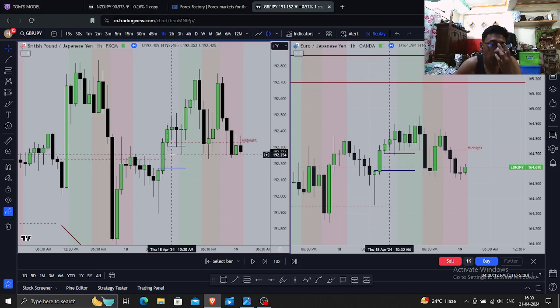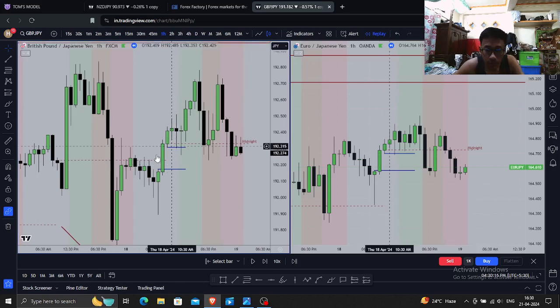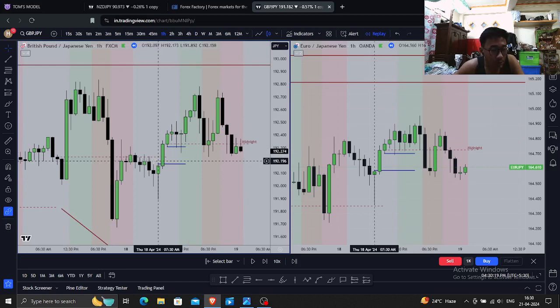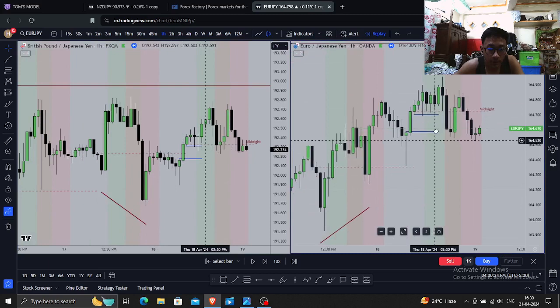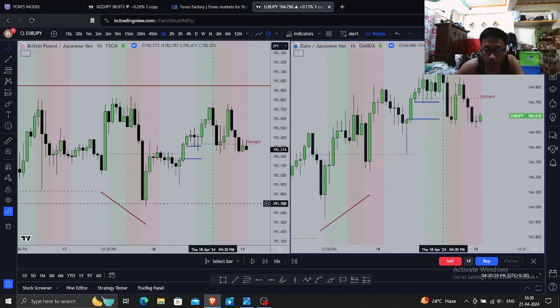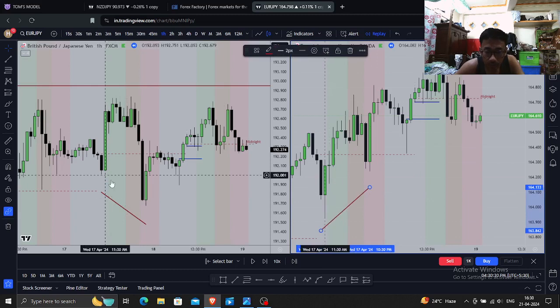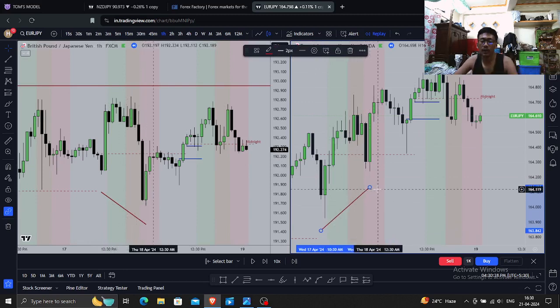So once I found this fair value gap, why did I choose this fair value gap, some people will ask, because here we recently have an SMT divergence, right? It goes here lower low, and for the euro it goes higher high. So here we have SMT divergence confirmation.